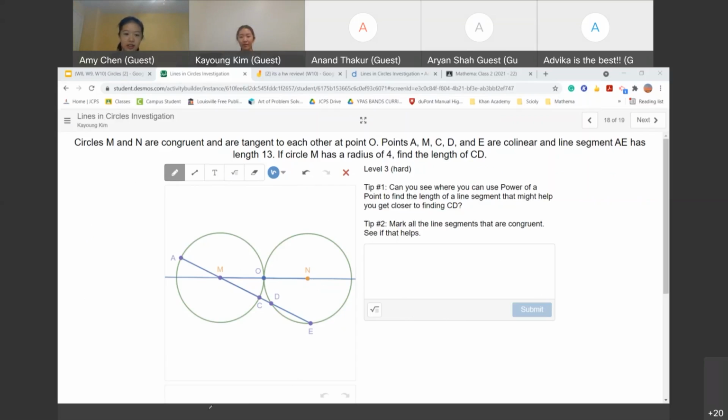I really think everyone should do tip number 2. So okay, in the chat, put all the names of the line segments that are congruent to each other. So like which ones are 4, like have a length of 4, is that what you mean? Yes. Okay, yeah.